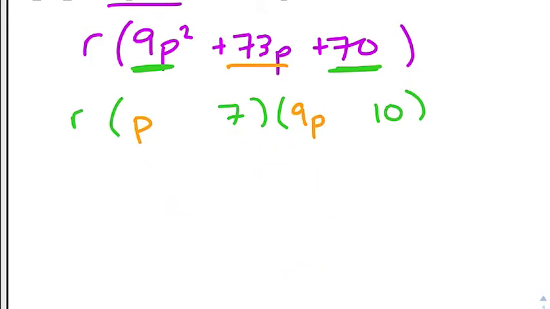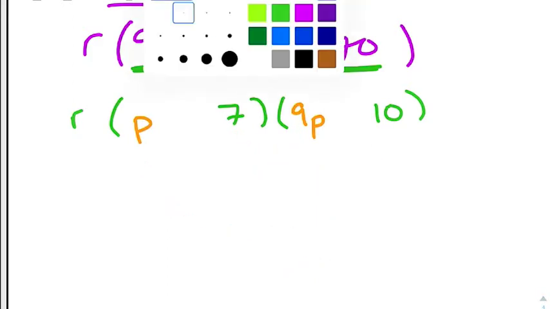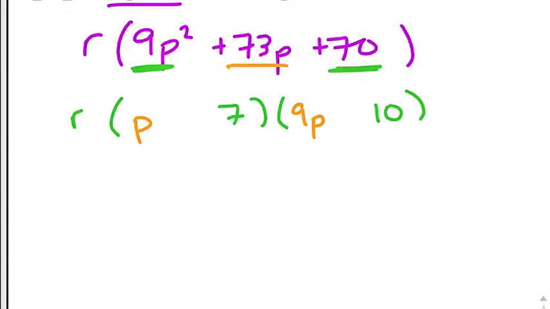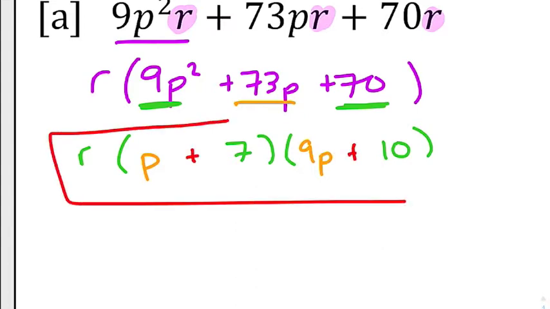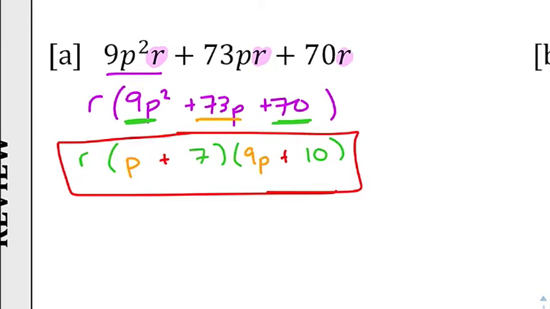And sometimes factoring isn't going to be a formulaic type of thing. Sometimes it is going to be just a lot of guess and check and grunt work. So now let's adjust our signs. We need to make a positive 73p, so these should both be positive. And so that will end up being our final factored form.